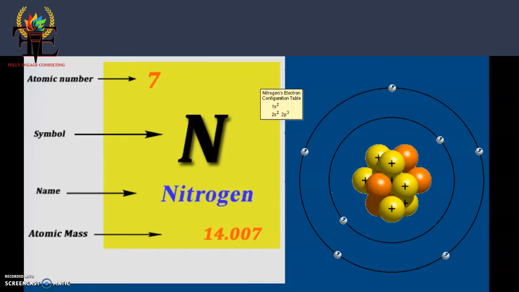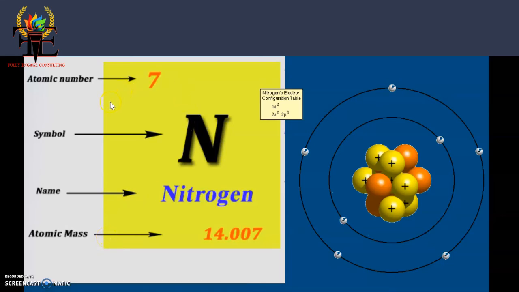So this is part two. I kind of got cut off from part one, but I want to finish up this example using nitrogen as an example to talk about its atomic structure. So once again, we have the atomic number, the symbol, the name, and also the atomic mass.